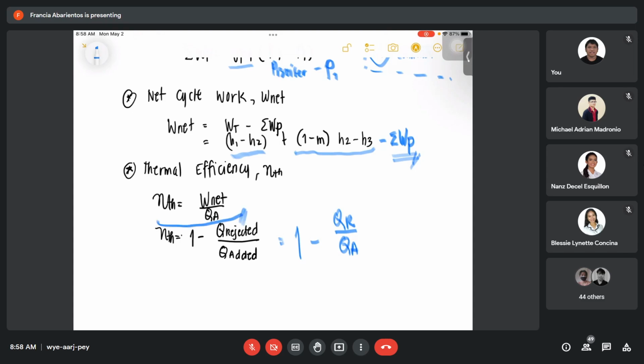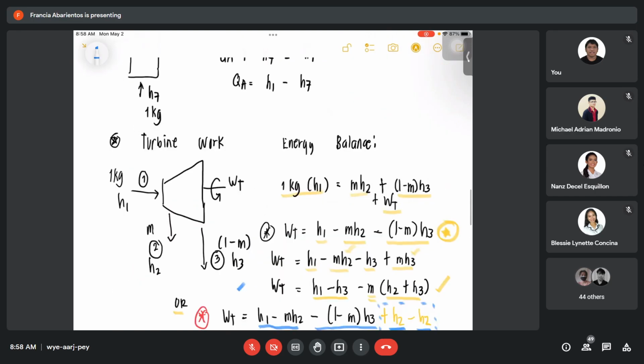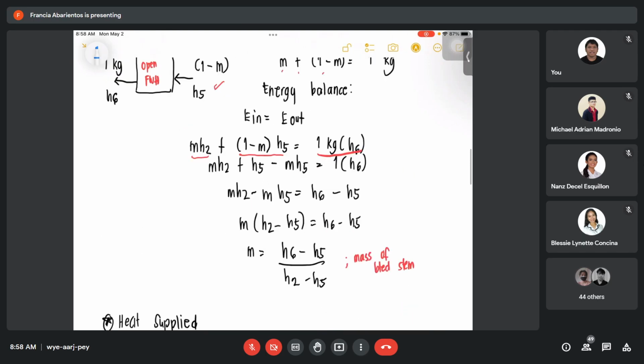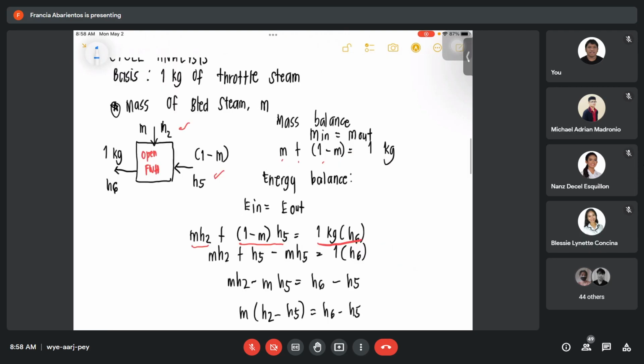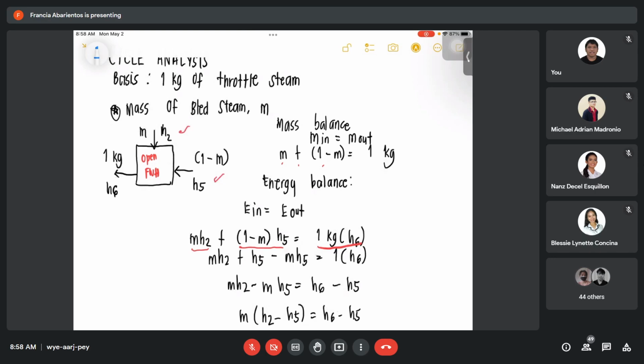So, sa heat added natin, sa boiler lang yun nangyayari. Okay? So this is the derivation on an open feed water heater. Ito yung kadalasan hinahanap, what is the mass of the bleed steam. When we say the bleed steam, it is located at the open feed water.